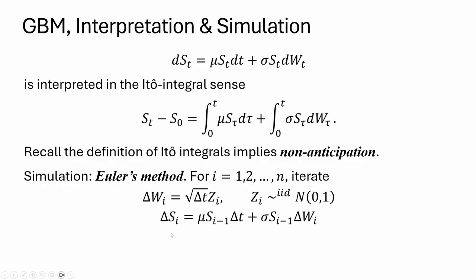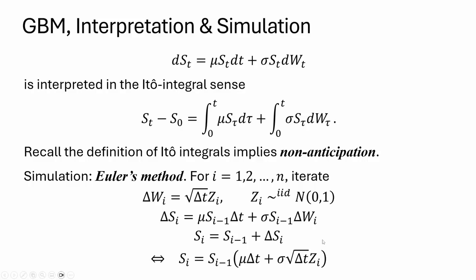This way, delta W_i has a variance of delta t, a requirement in the definition of Brownian motion. Next, we calculate the finite increment in the process S by using a discretized version of the SDE. Delta S_i equals mu S_{i-1} delta t plus sigma S_{i-1} delta W_i. Notice that in the last term, the index i minus 1 for S and the index i for delta W satisfy non-anticipation, which is what we want. And then we simply update S by adding its increments. Or, equivalently, we can summarize the last two equations into one step. S_i equals S_{i-1} times the quantity mu delta t plus sigma the square root of delta t Z_i.